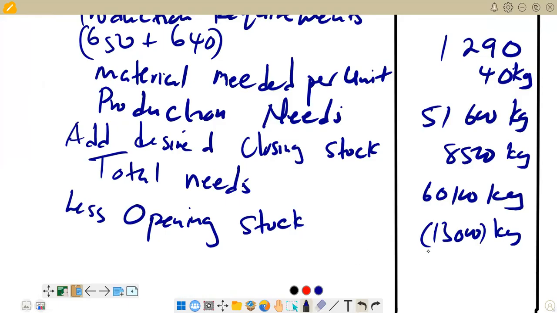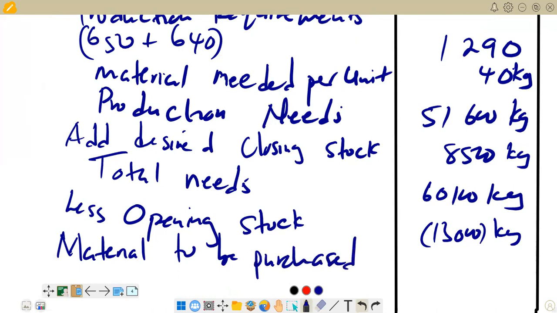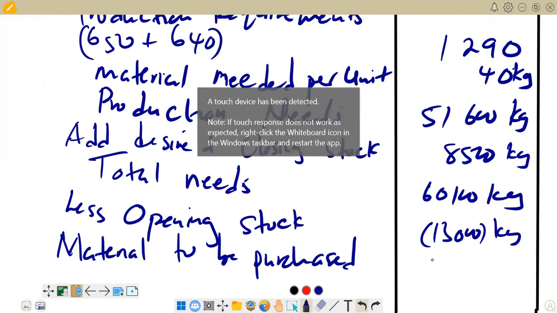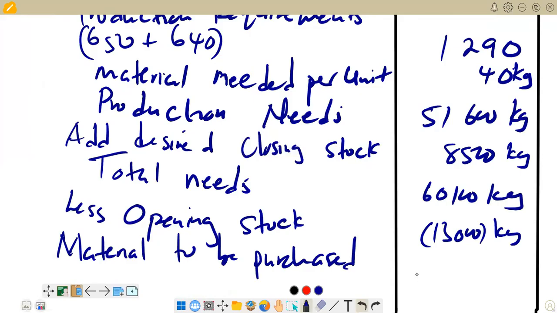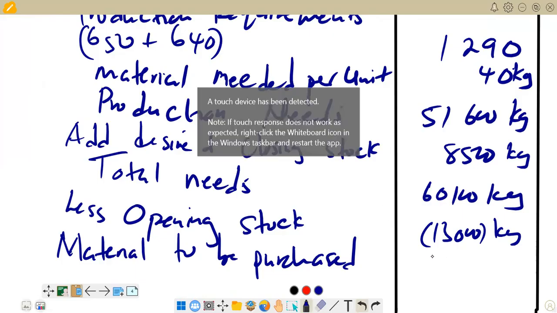So after subtracting there, we now get the material to be purchased. So the figure that we are going to get there is going to be material to be purchased. So we are now saying 60,100 minus 18,000. Then the figure that we are going to get is 47,100 kgs. So we have got 47,100 kgs.